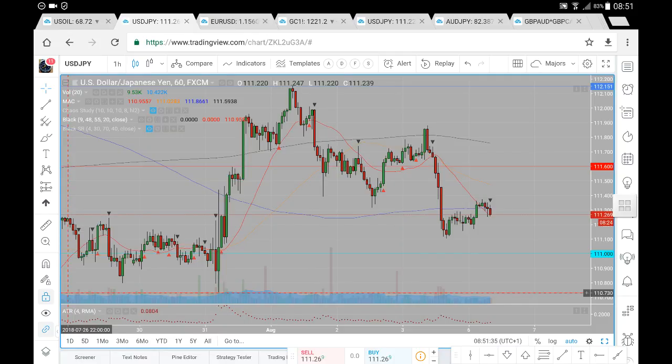So this is the US dollar Japanese yen analysis for Monday the 6th of August. Now let's just have a look at prices and where prices may likely go.